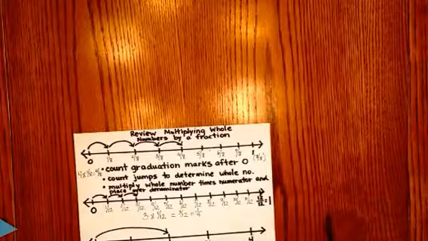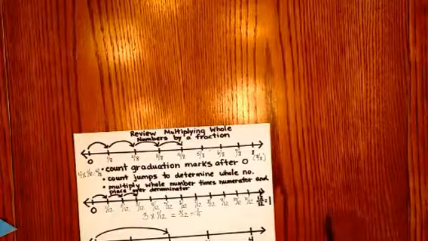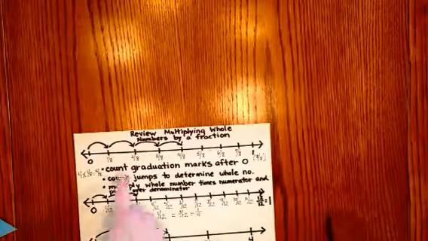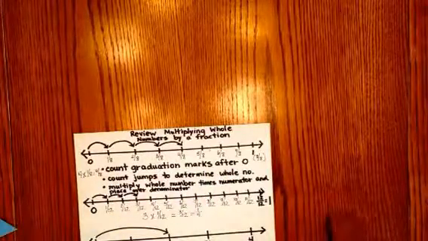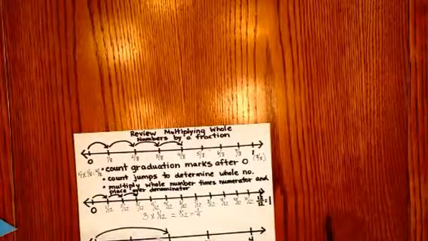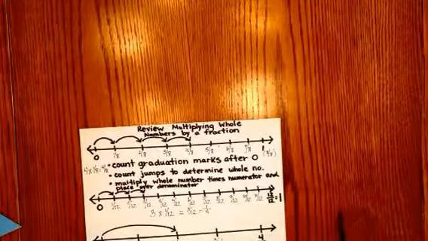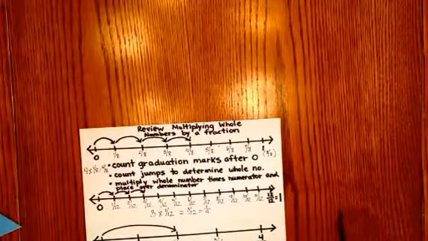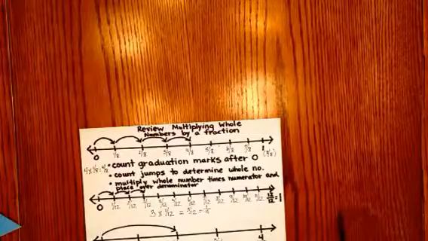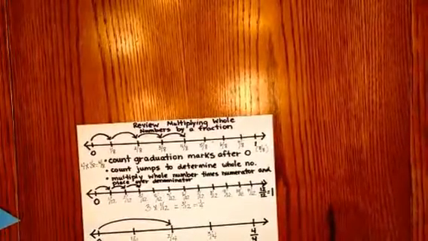Okay, so that's our review on how to multiply whole numbers by a fraction. Remember to count your graduation marks after the 0. You're going to count your jumps to get your whole number, and then you're going to multiply that whole number times the numerator only and place that over your denominator.